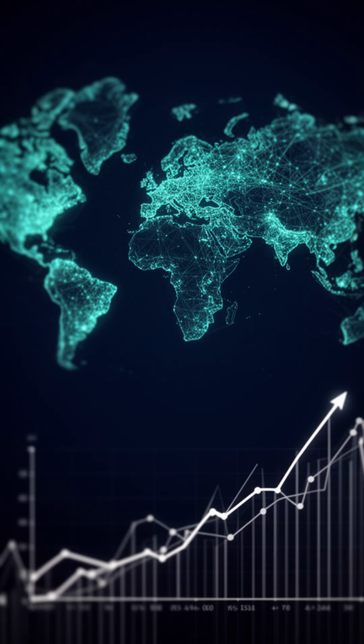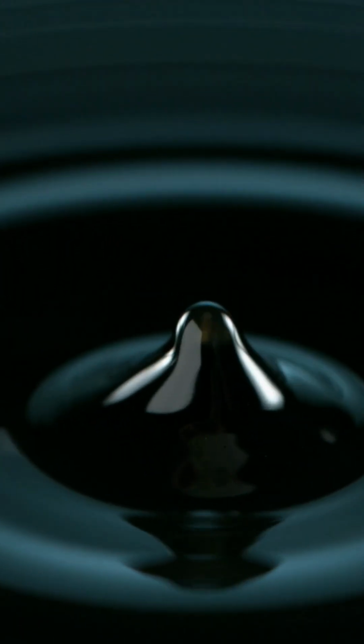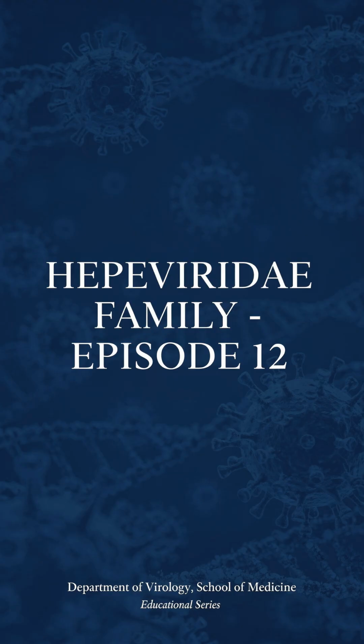Today, the Hepaviridae family continues to be studied as researchers work to improve prevention strategies and reduce the burden of viral hepatitis worldwide. The Hepaviridae family demonstrates how access to clean water and proper sanitation can directly influence infectious disease risk. Understanding hepatitis E helps reveal the powerful connections between environmental health, public infrastructure, and global disease prevention.